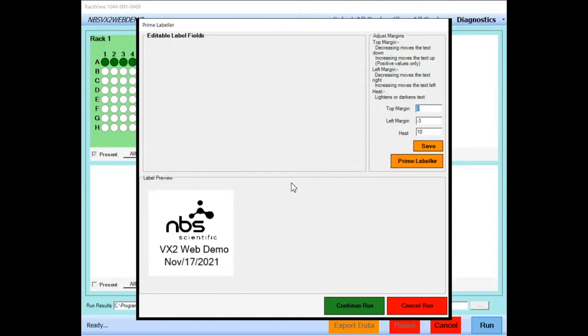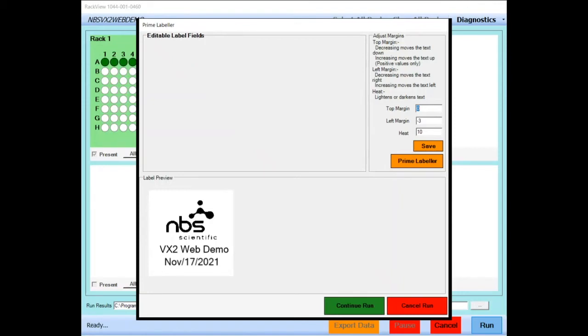And this is the screen that's going to prompt you before you can go ahead and label. On the right-hand side, we have the top margin, the left margin, and the heat setting. So this is going to be the margin for the labels. It's always good to prime the labeler just to make sure that your label is in the right spot where you wanted it centered, and you can adjust the margins a little bit.